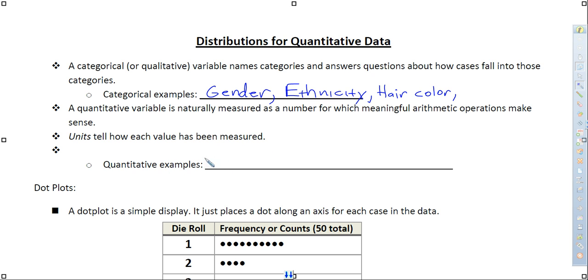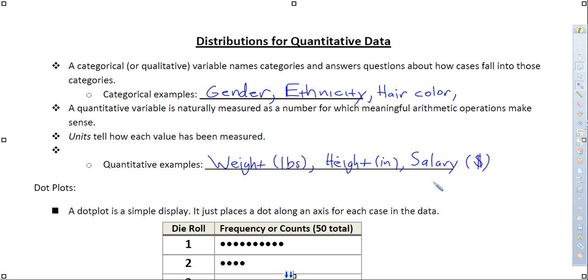Examples of quantitative data would be, maybe we're going to analyze people's weights, maybe weights in pounds. Maybe we want to look at people's heights in inches. Maybe we want to look at salary or income in dollars. So these would be examples of quantitative data. Notice that these are all number values and they have units.